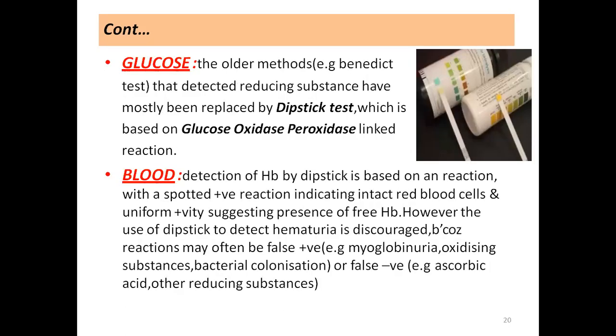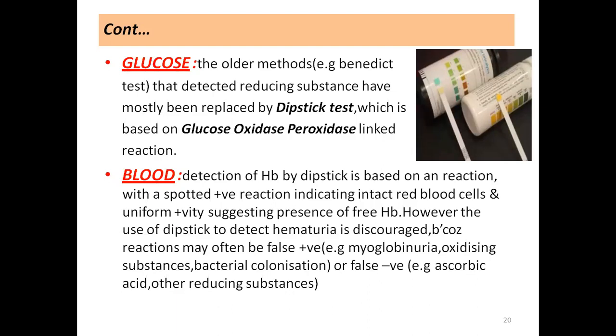Apart from protein, we also look into the presence of glucose, like the older methods of using Benedict reagent or the Benedict test to detect the reducing substance. Nowadays, it has been replaced by the dipstick test, and it's based on glucose oxidase peroxidase linked reaction. So we can assess whether the given sample is containing glucose or not.